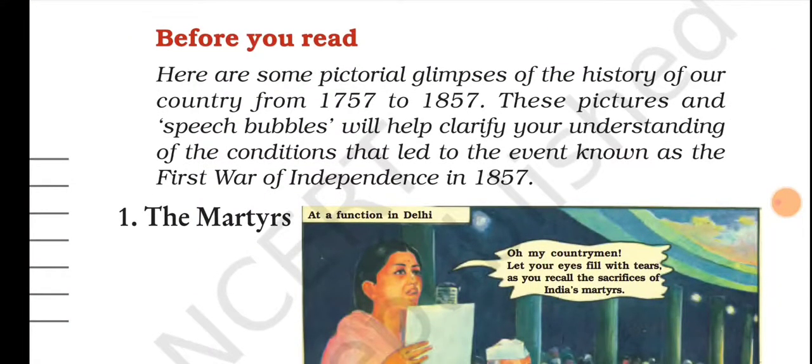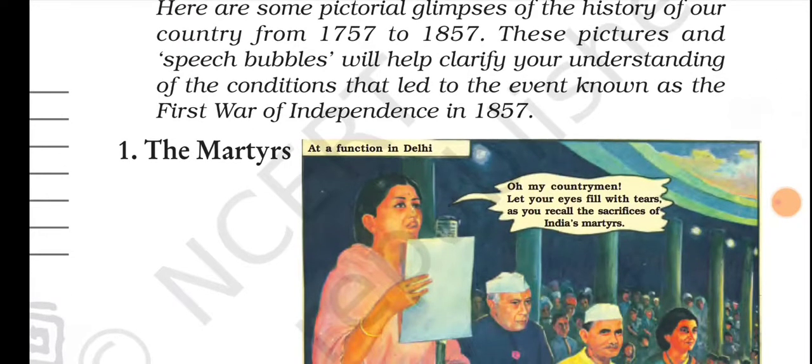Here are some pictorial glimpses, represented in the form of pictures, of the history of our country from 1757 to 1857, for 100 years. These pictures and speech bubbles, which means you can see the bubbles within which the exact words or the exact speech is written, will help clarify your understanding of the conditions that led to the event known as the First War of Independence in 1857. So here we shall read what the causes responsible for the emergence of the great war, that is the First War of Independence in 1857 against the Britishers, are.